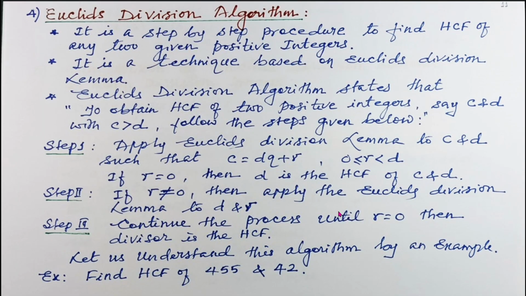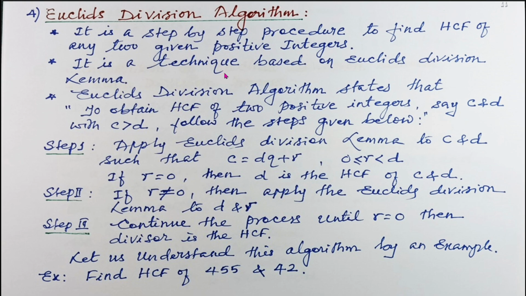Now Euclid's division algorithm, this is very important for us to understand here. It is a step-by-step procedure to find the HCF of any two given positive integers. Already we know what an algorithm is. An algorithm is a procedure which gives a step-by-step method to solve a problem. Therefore here we are using Euclid's division algorithm. And why do we call this Euclid's division algorithm? Because it is an algorithm where we are using Euclid's division lemma, and therefore it is called Euclid's division algorithm.